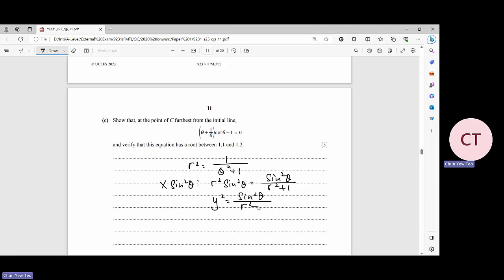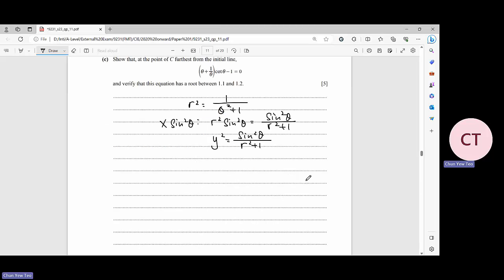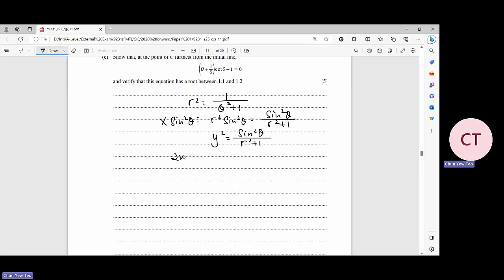As I mentioned just now, I want to focus on dy d theta equal to 0. So I differentiate here: 2y dy d theta is equal to the derivative of this. This is theta square, I wrote it wrongly. Using the quotient rule, keep the bottom, differentiate the top, minus keep the top, differentiate the bottom, divided by the bottom square.